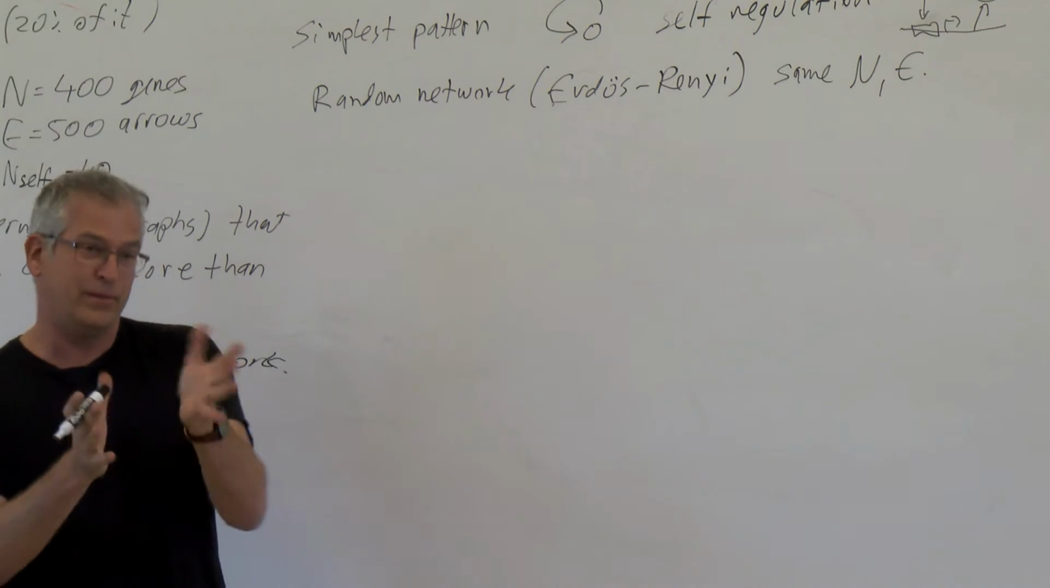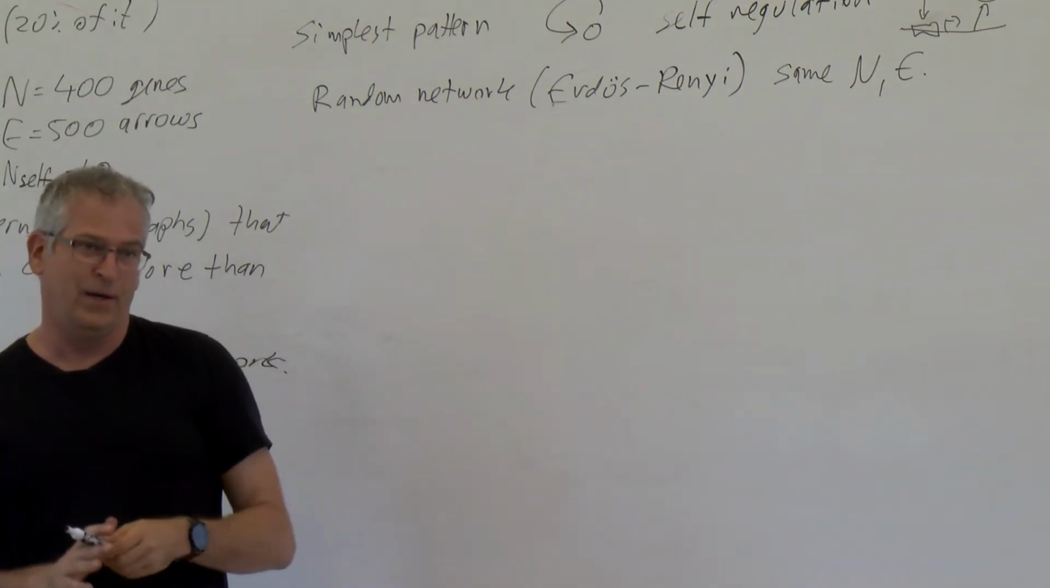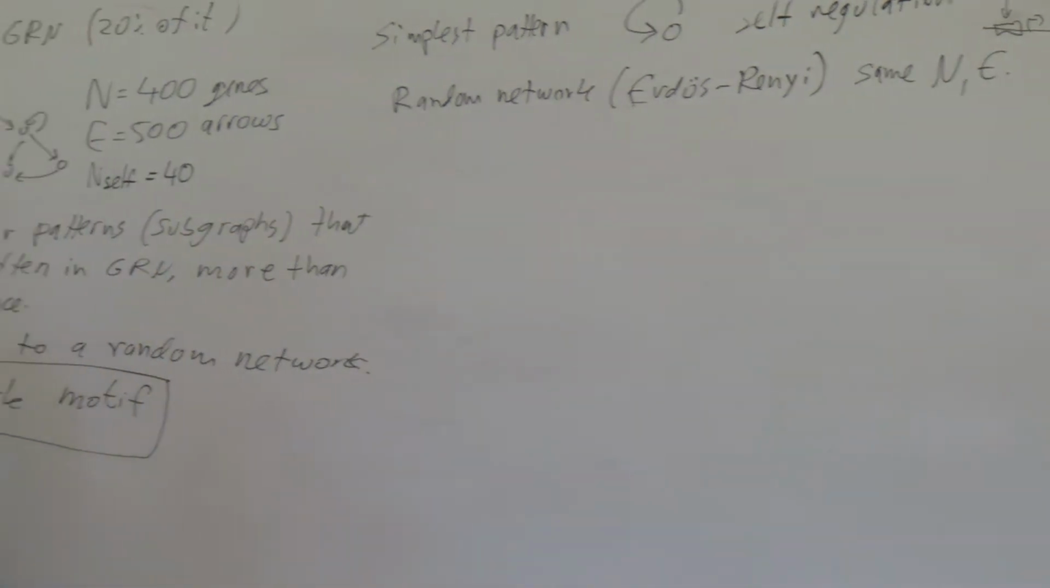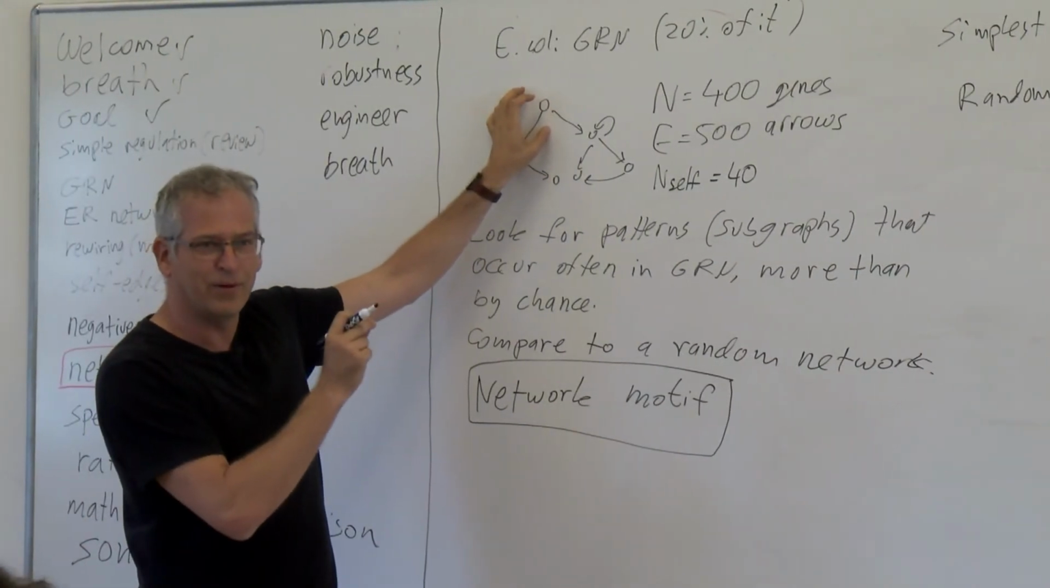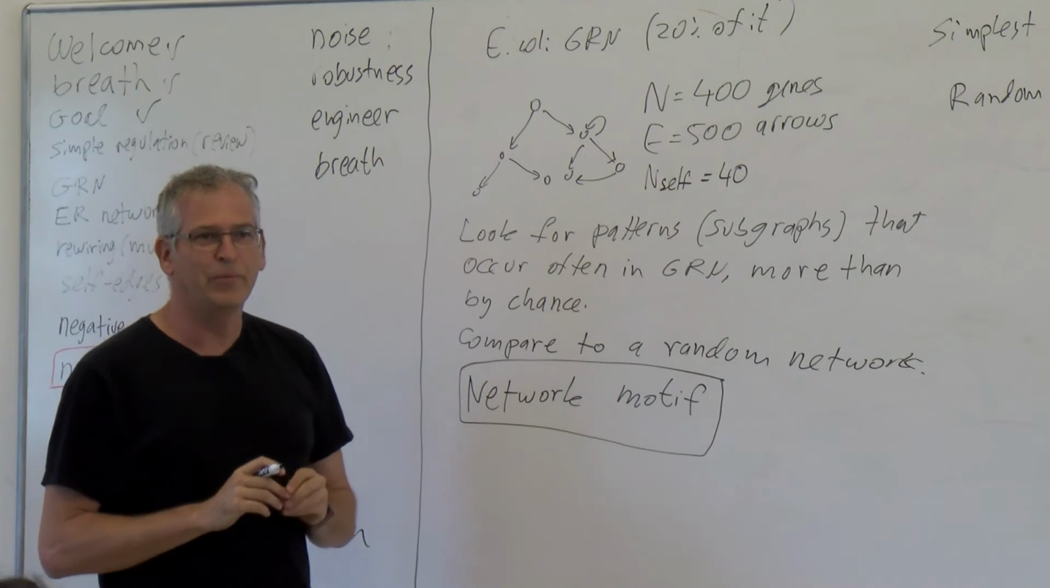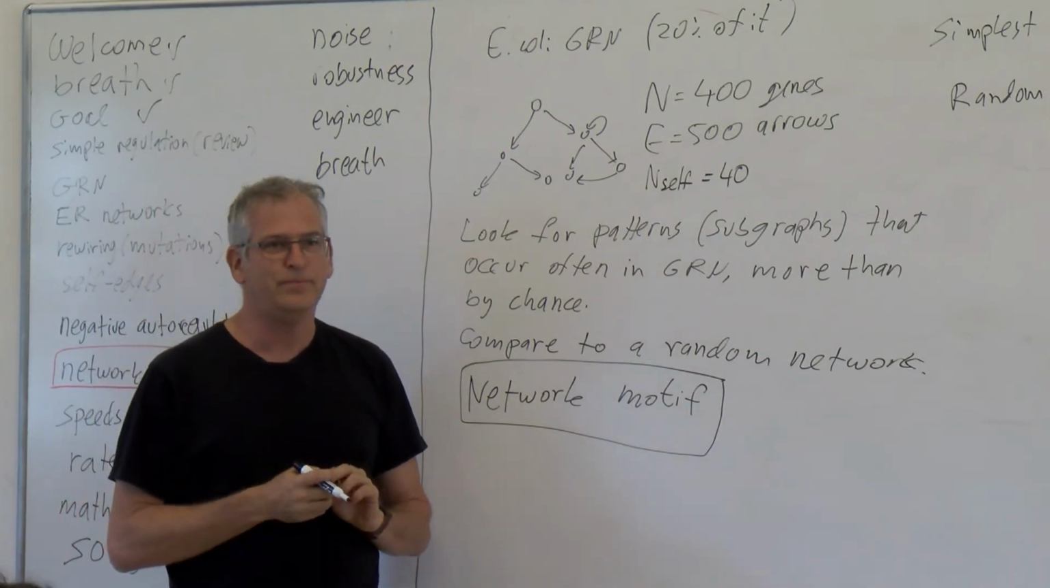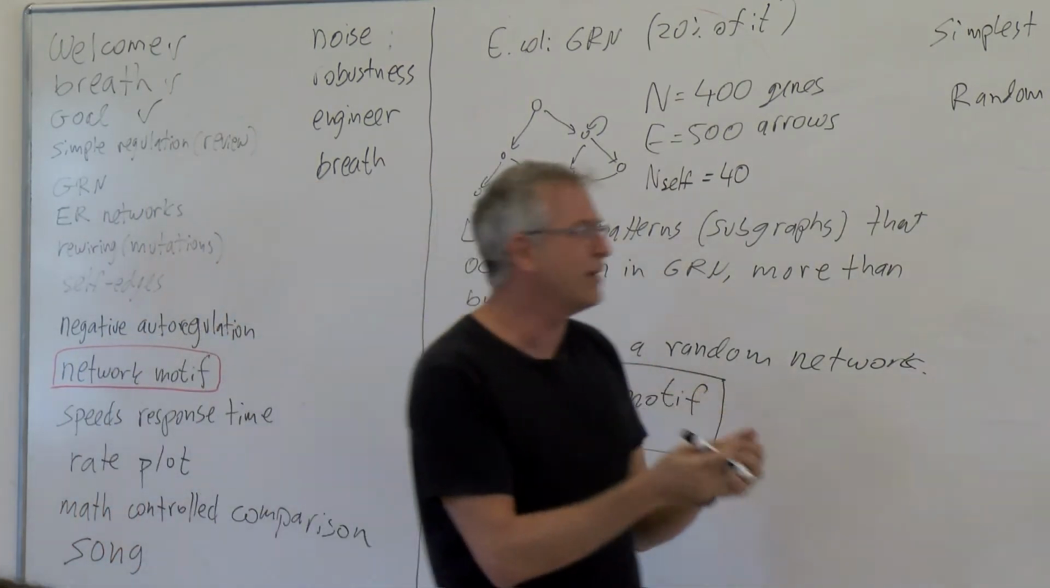But now, you can make many choices. You can also keep the number of incoming and outgoing arrows for each node exactly the same as in the real graph. You can build very, very elaborate random models.